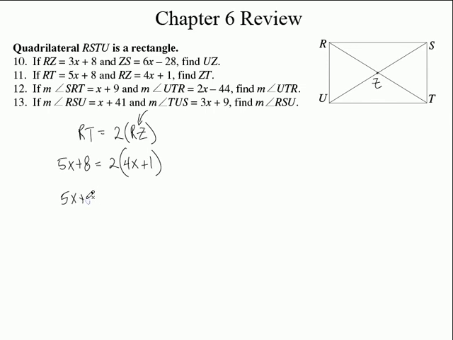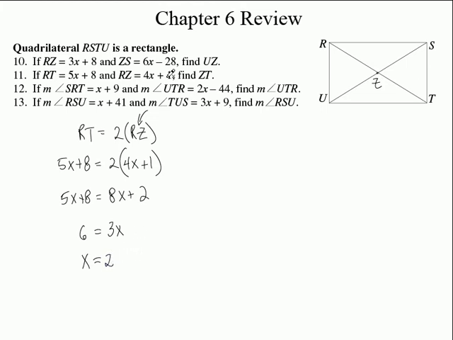Let's do that. Distribute the 2. That's 8x plus 2. That's why I said 2 earlier, because I knew that was going to get 2. Let's do this. Subtract a 5x from both sides. We get a 3x. Subtract a 2 from both sides, and we get a 6. Divide both sides by 3, and x equals 2.